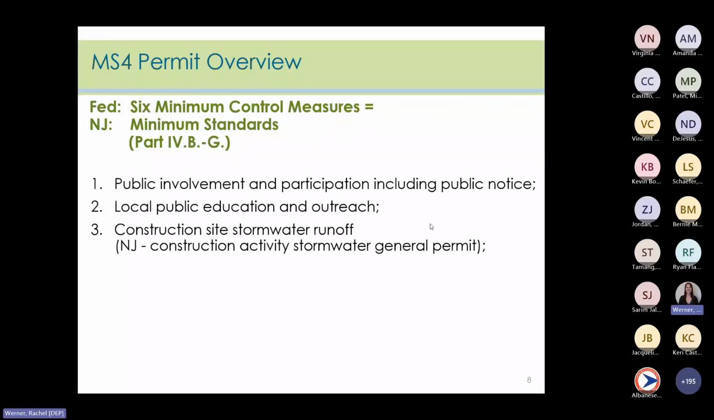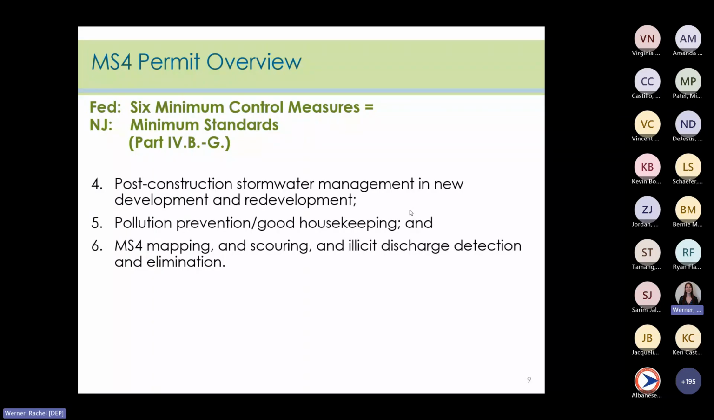Number 3, construction site stormwater runoff, which requires construction activities to be authorized under the Industrial 5G3 construction activities permit. Number 4, post-construction stormwater management in new development and redevelopment, which requires a permittee to develop, update, implement, and enforce a program to address stormwater runoff. This includes the necessary plans and ordinances in keeping with the requirements of the stormwater management rules. Number 5, pollution prevention and good housekeeping, which includes community-wide ordinances, community-wide pollution prevention measures, best management practices at maintenance yards and ancillary operations, and stormwater training requirements.